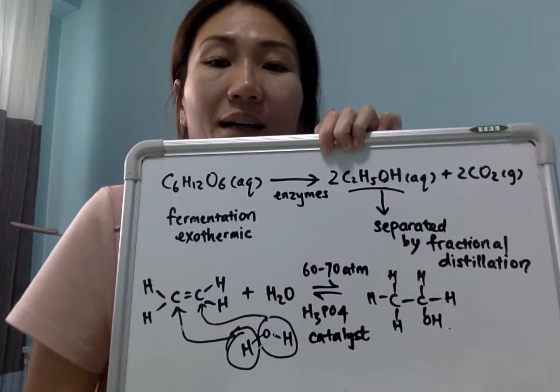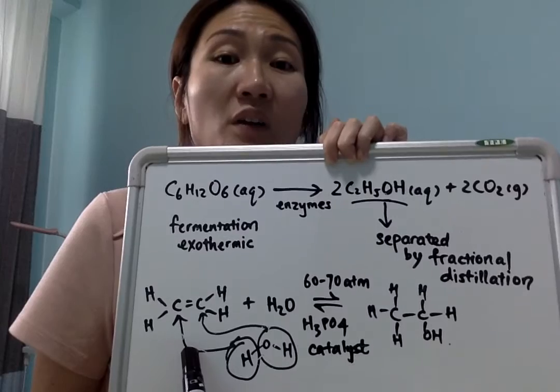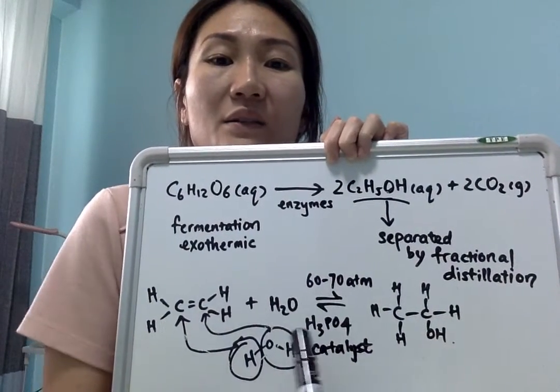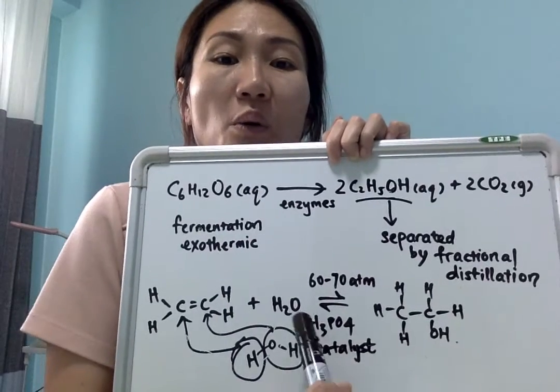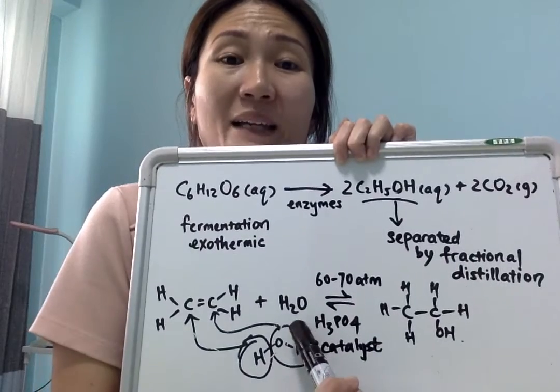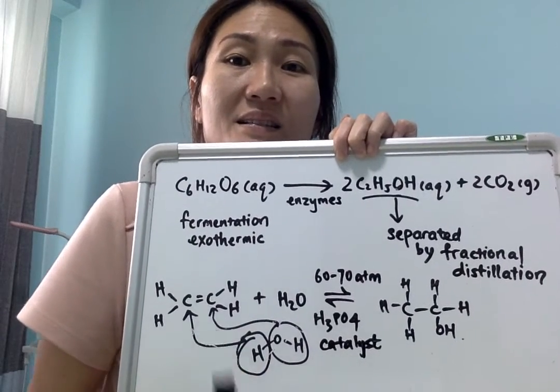And this process is called hydration, where water is added, you're actually hydrating the molecule. You're hydrating ethene by adding water across its C=C double bond.